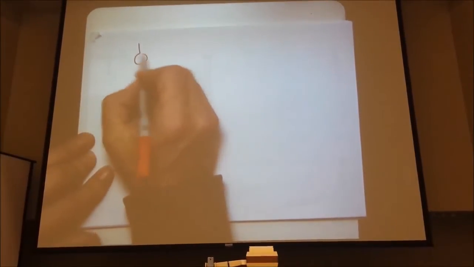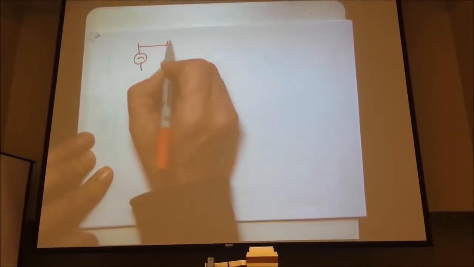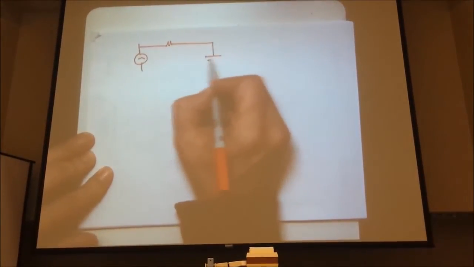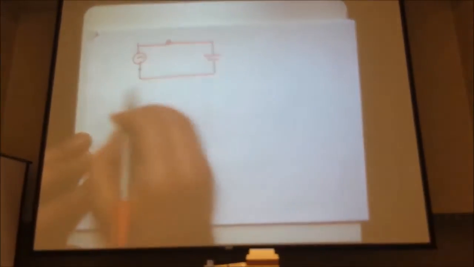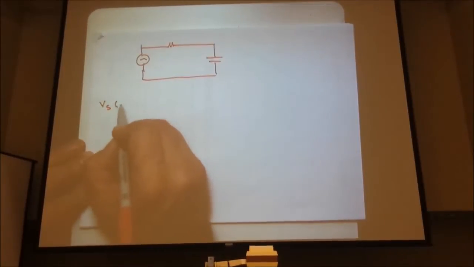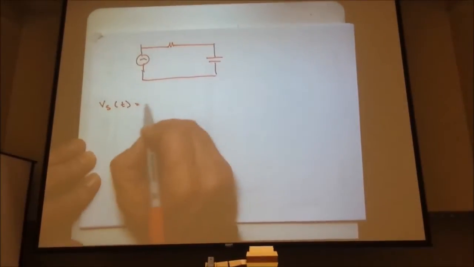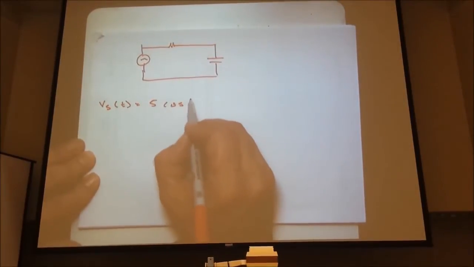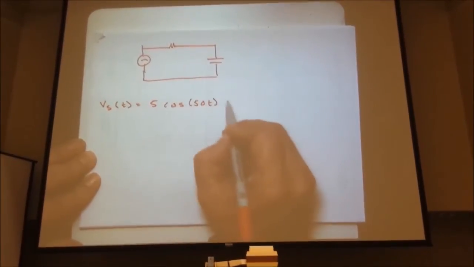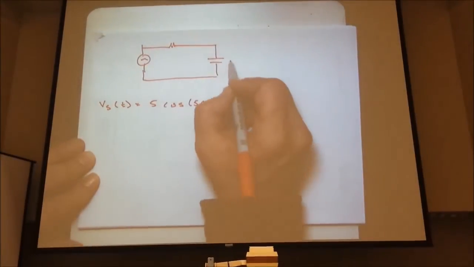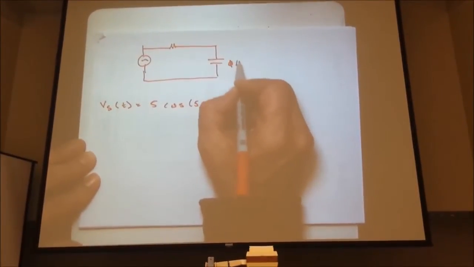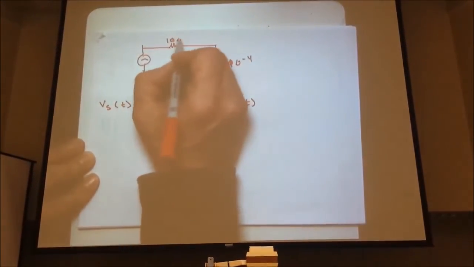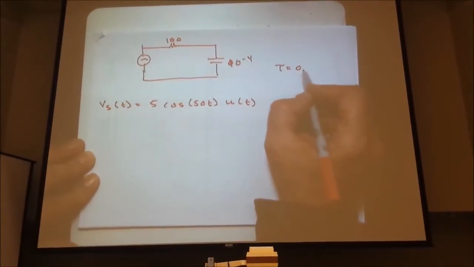So on the same token, we can look at a sinusoidal source. And this is actually a real concern. So the source equals 5 cosine 50t u of t. And again, 10 to the minus 4, 100, so tau equals 0.01.